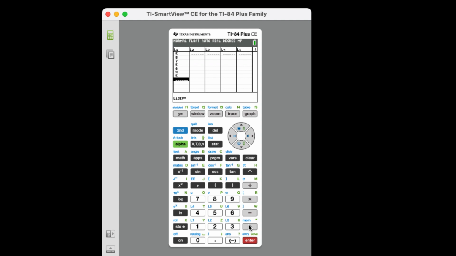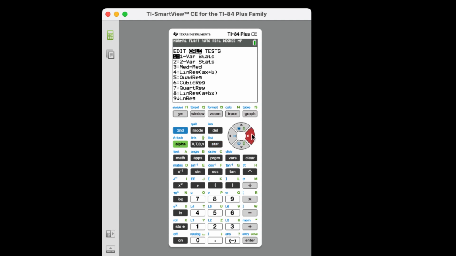How did you get the mean? I wish I had my sound effects. Go stat, calculate, 1 variable stats. It's already on it. You guys remember that? It's back. Isn't all that data in list 1? Okay, then hit calculate. And ladies and gentlemen, do you guys remember that?